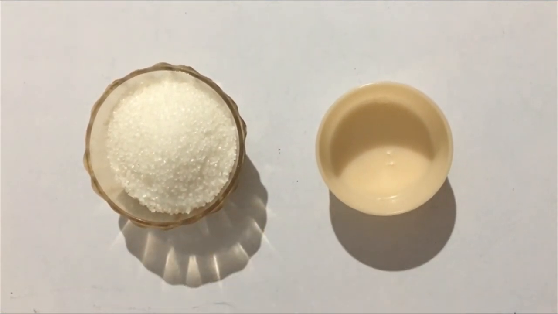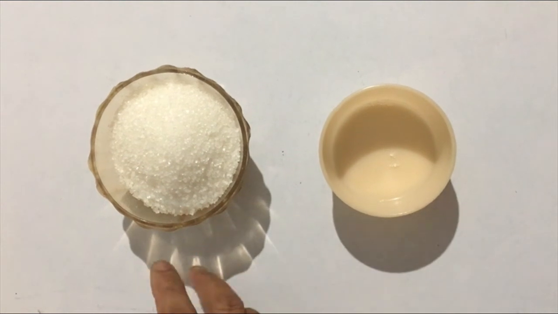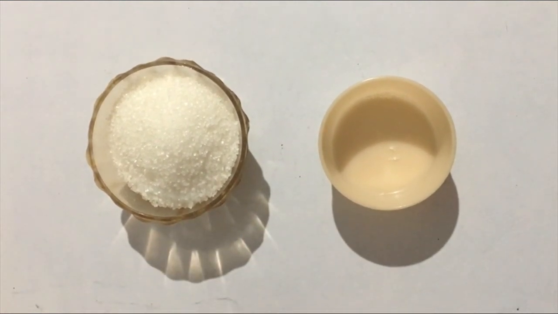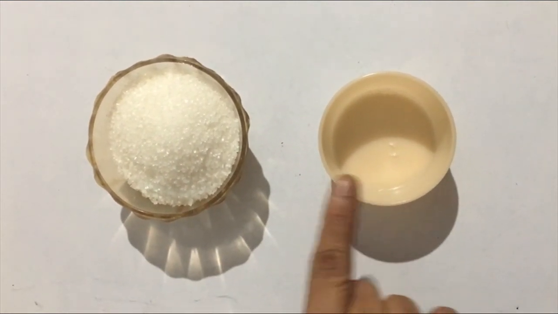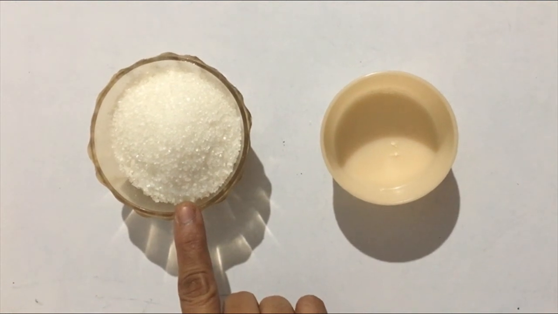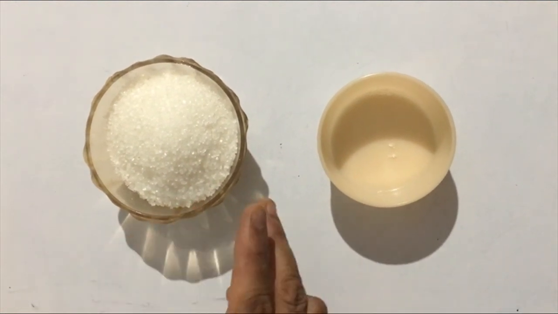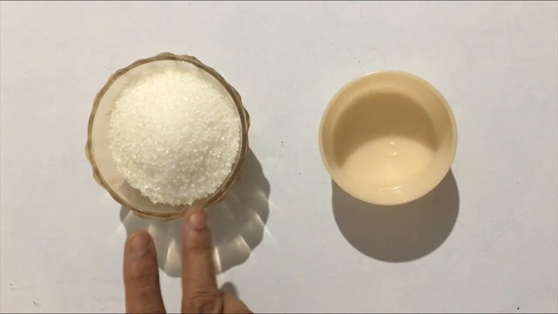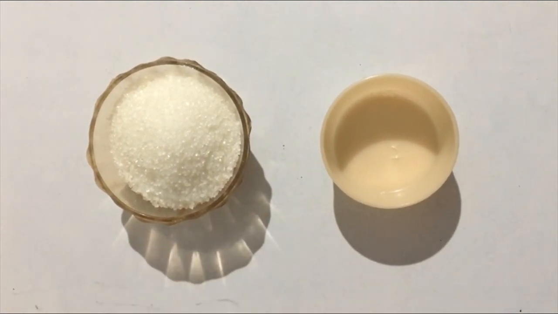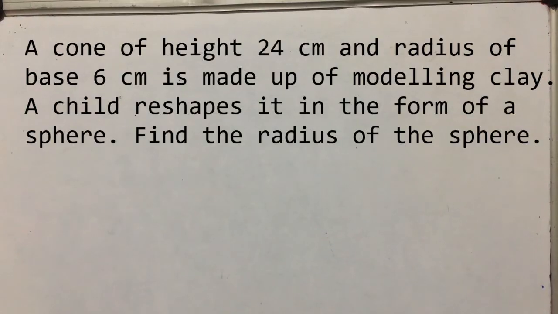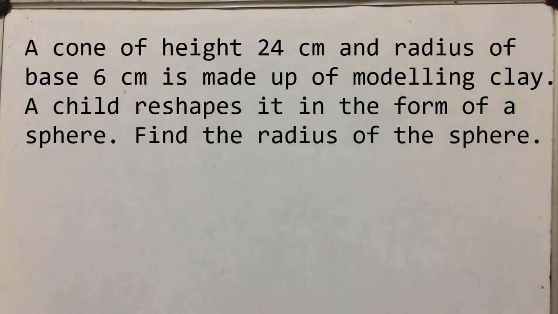Then what is the difference here? Can we find any difference between these two objects? This is in a cylindrical shape, this is in a hemispherical shape. So only there is a change in its shape, that's all. There is no change in its volume. Let us solve some more problems.